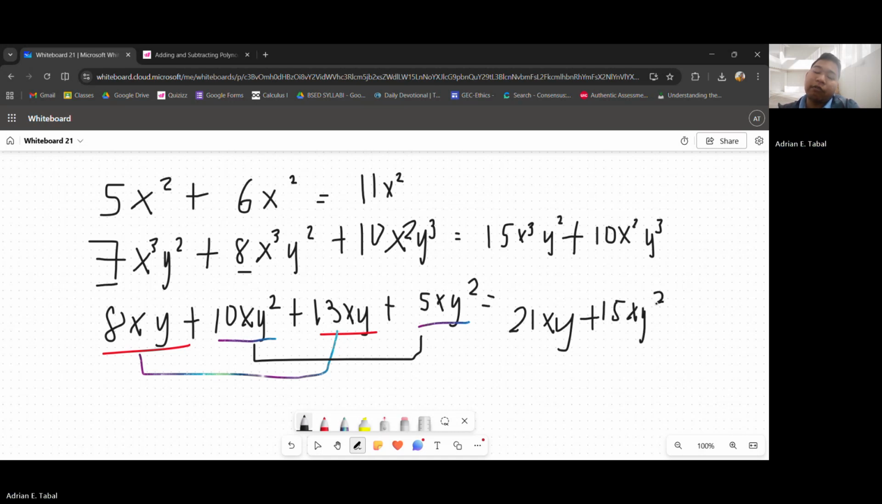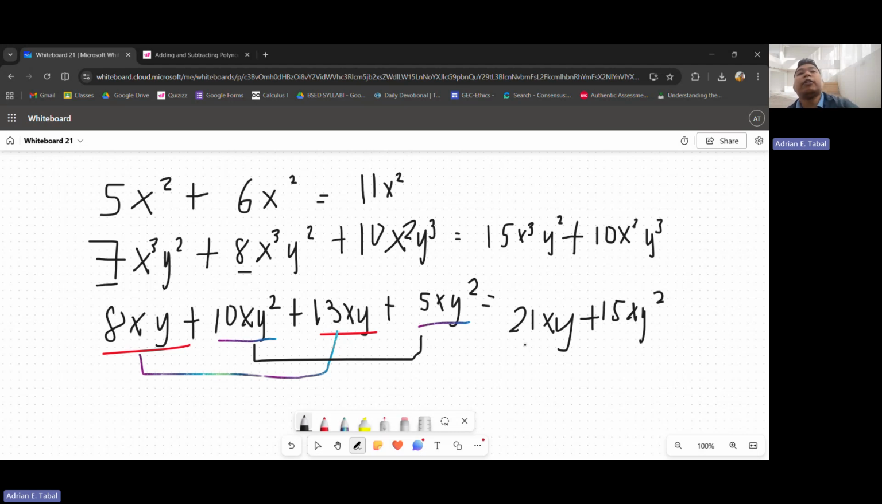squared. Question, sir. Can 15 and 21 be interchanged? Yes, we will not be strict with the standard form of the polynomials as long as you answered the question correctly and the process is followed. So you can also put first 15xy squared plus 21xy. That is for addition of polynomials.